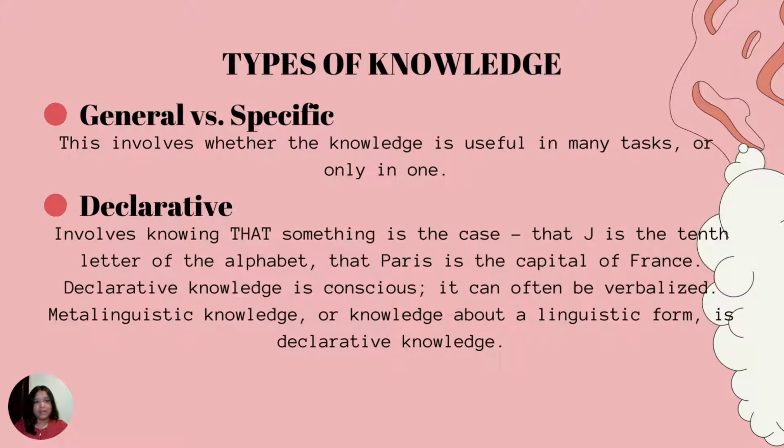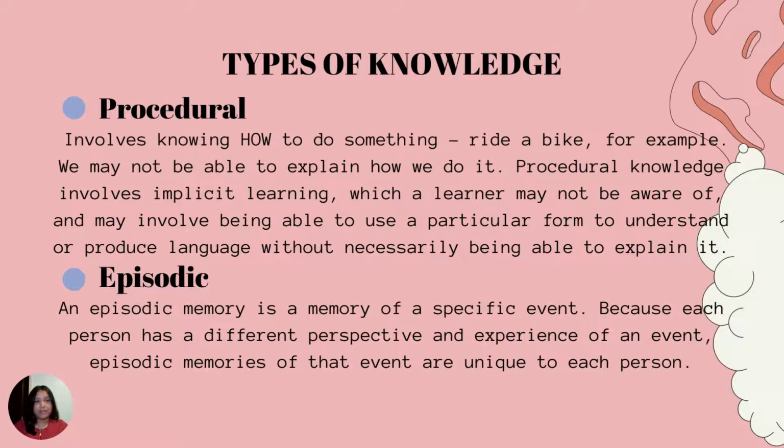Metalinguistic knowledge, knowledge about linguistic form, is declarative knowledge. Procedural involves knowing how to do something, ride a bike for example. We may not be able to explain how we do it. Procedural knowledge involves implicit learning which a learner may not be aware of, and may involve being able to use a particular form to understand or produce language without necessarily being able to explain it.